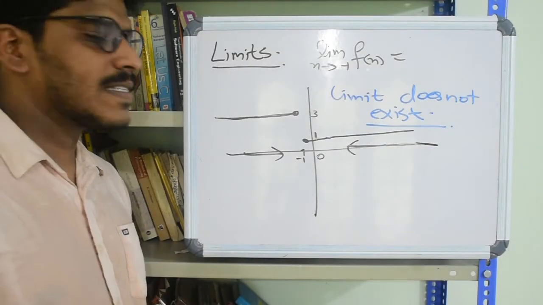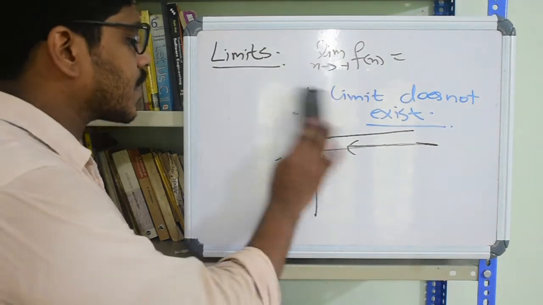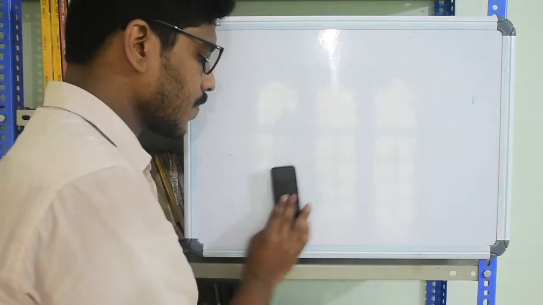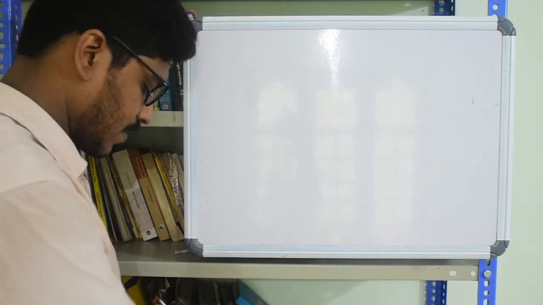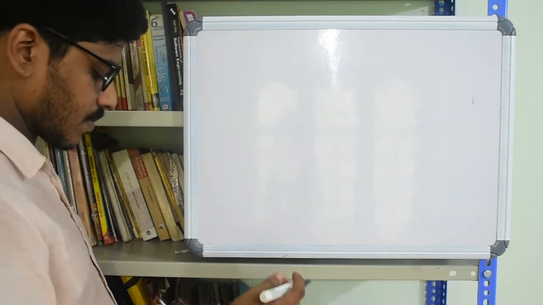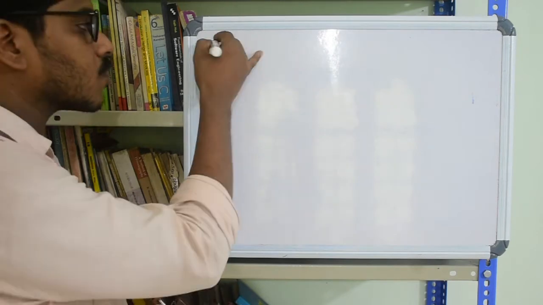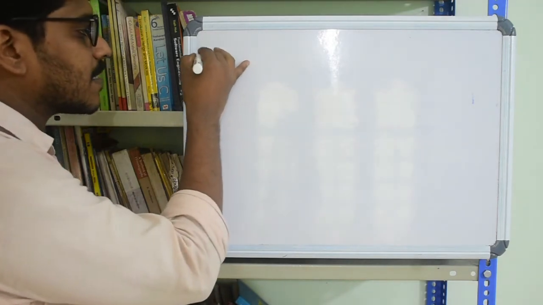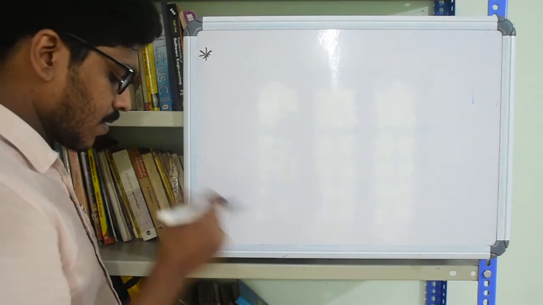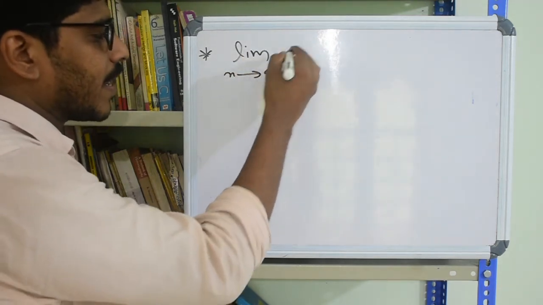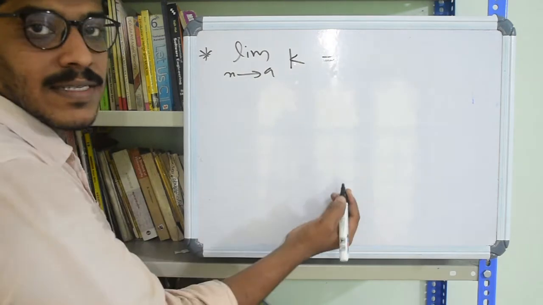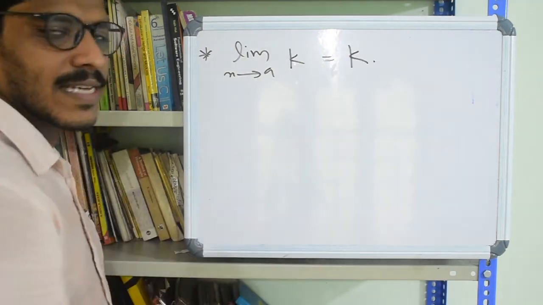So now let's visit a few interesting properties of limits. This may also be called the rules of limits. Properties or rules of limit. So the first one is limit x tends to a of a constant is the constant itself.